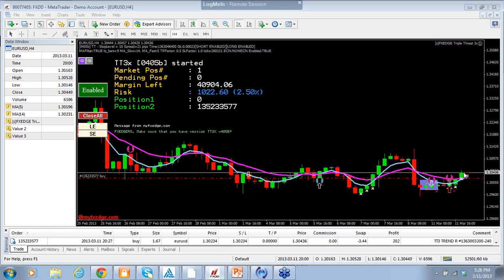It hit our first take profit. Now we're in second position, up about 20 pips. Hopefully this will move up a little bit more and we can take some more profit off the table. So that is what's going on with the FxEdge Triple Threat 3X.